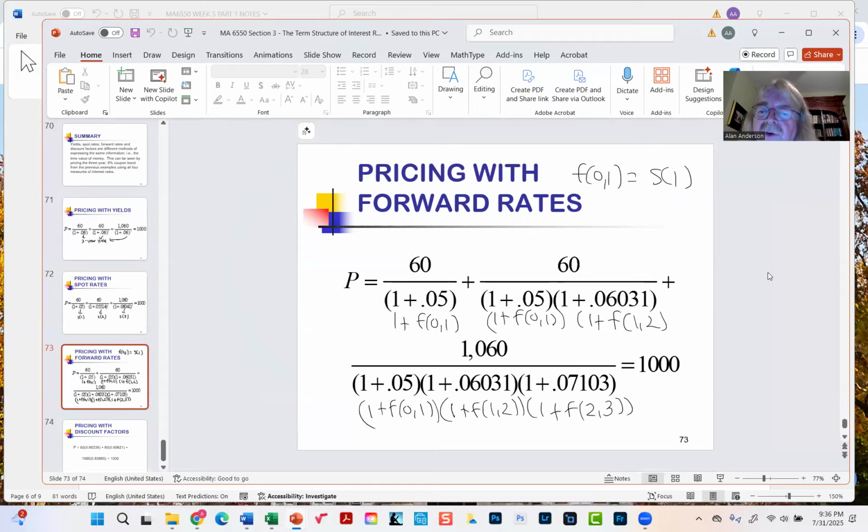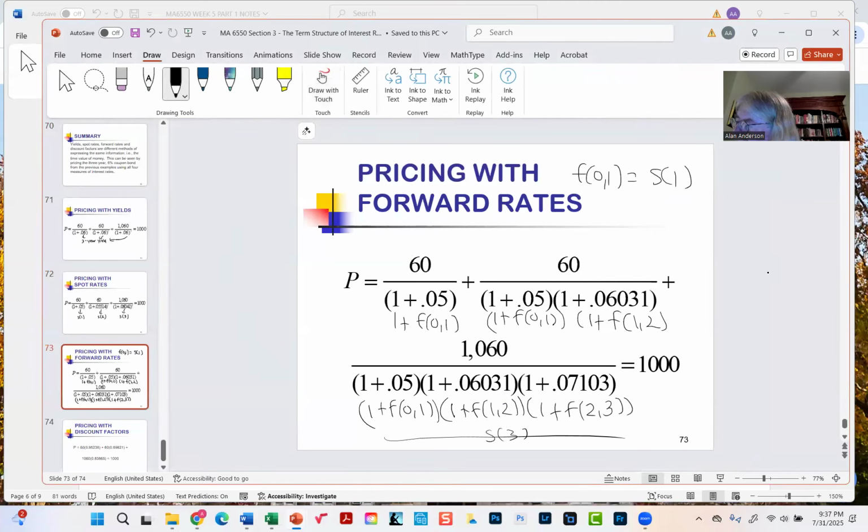And remember, because we proved earlier that this is nothing but 1 plus S3 cubed, and this is nothing but 1 plus S2 squared. And of course, this is 1 plus S1.